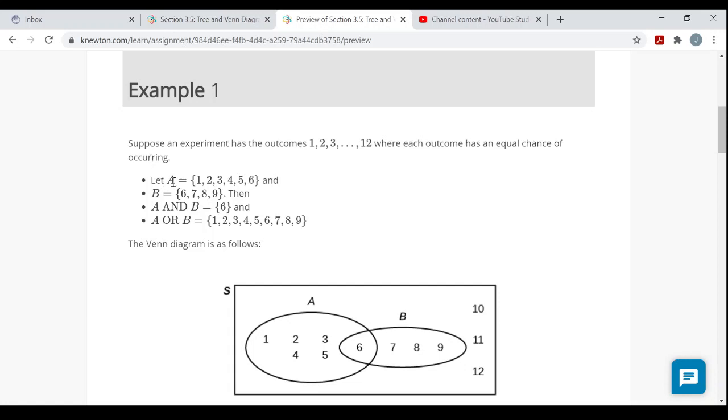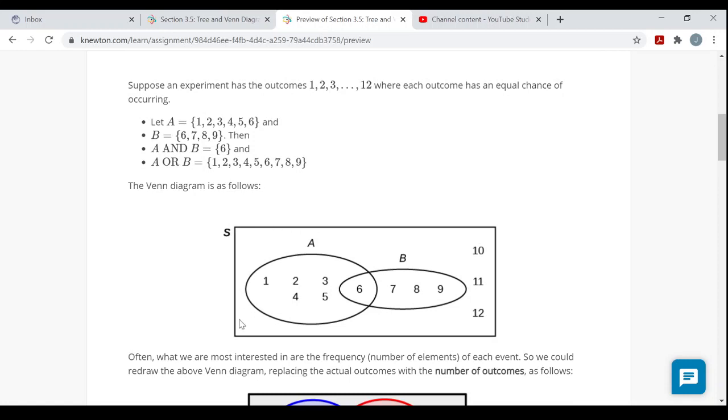Say event A has the outcomes 1 through 6. So you see down here, the big box represents everything. The numbers 1 through 12 will be all inside the big box, S for the sample space. This oval with A above it has the outcomes 1 through 6. B is the event with outcomes 6 through 9, as you're seeing here with this oval. And they both have the 6 in common. So you see how that's in the overlapping region for those 2 ovals.